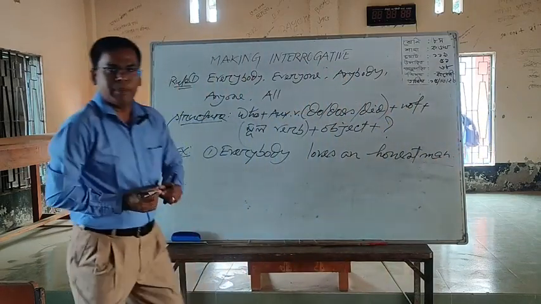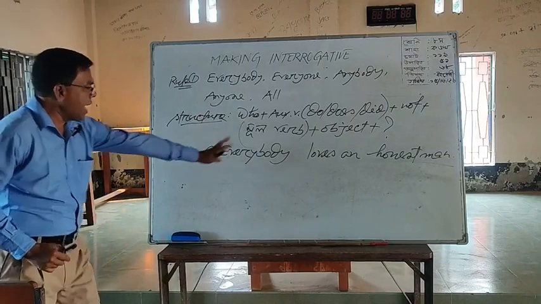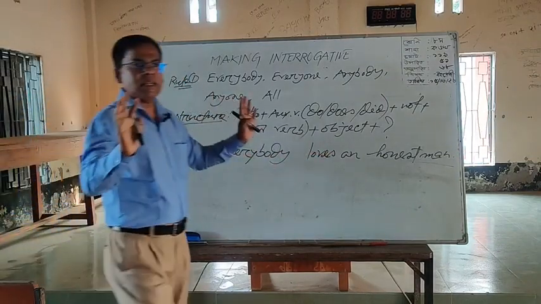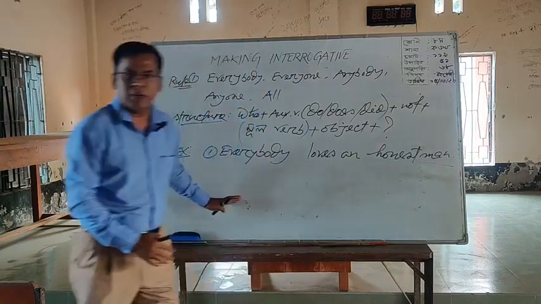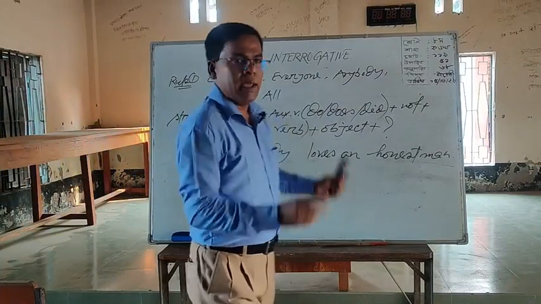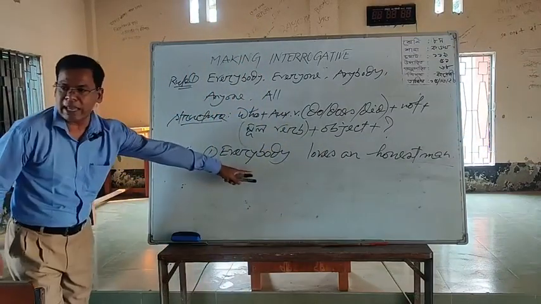Dear students, look here on the board. I have written here: Everybody laughs at an honest man. This is the sentence. And the mother asks, children, turn this sentence into interrogative. Now which rule will you use? You will use rule number one, because everybody is there.